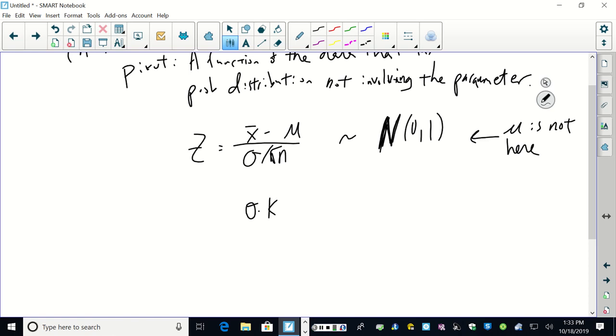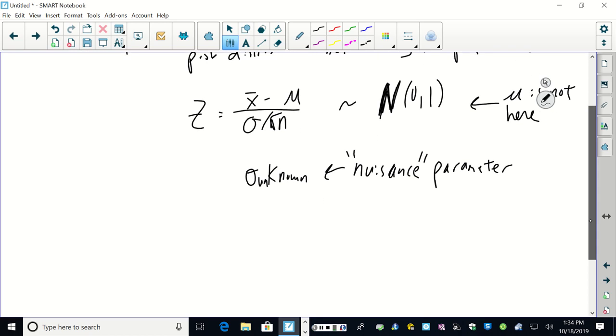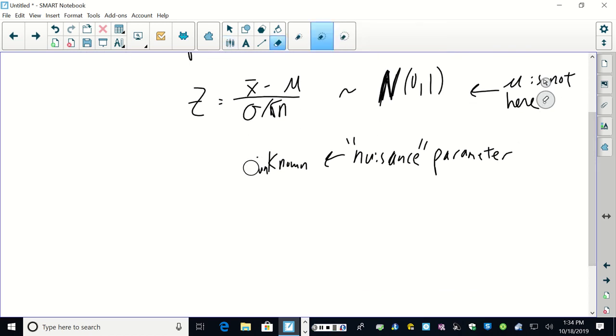Sigma, when it's unknown, is sometimes called a nuisance parameter. So it's part of the probability of our data, but we don't actually know it. And it's here in one of these pivots. And if we knew it, it would be great. But usually we don't. So it sometimes causes a little bit of difficulty. So sigma unknown, right? That is a little something to deal with.